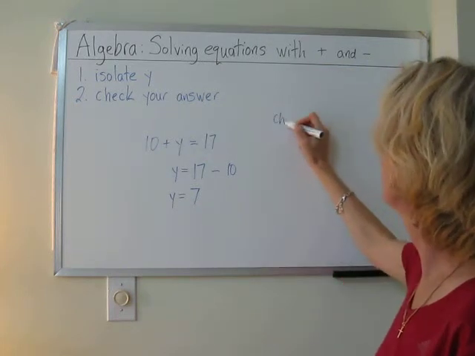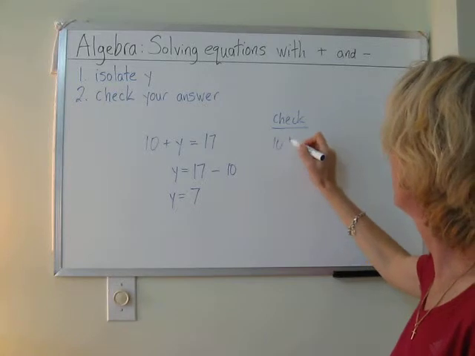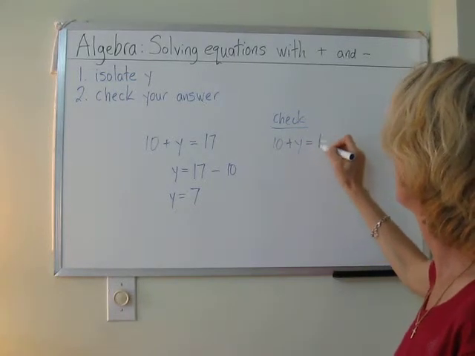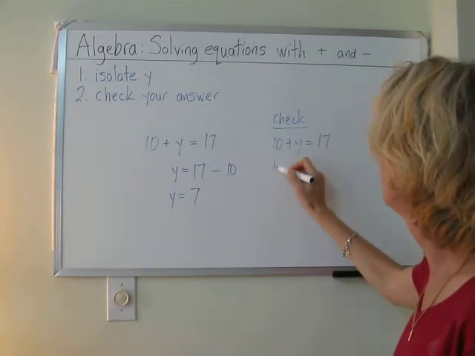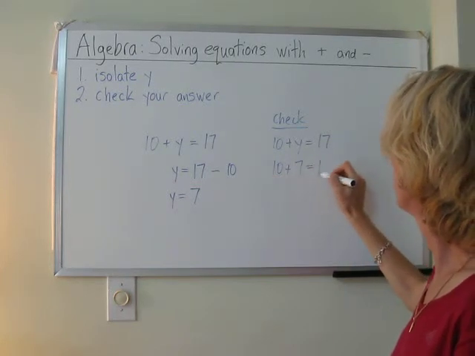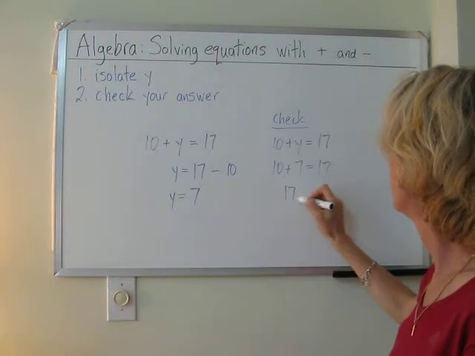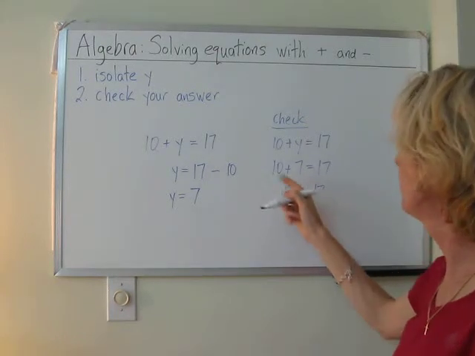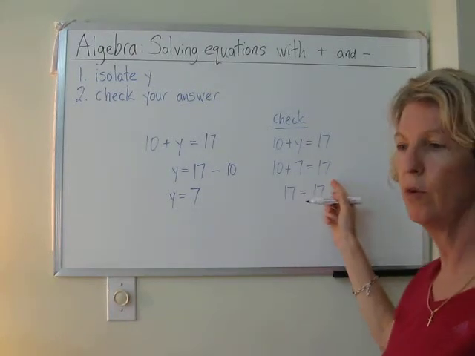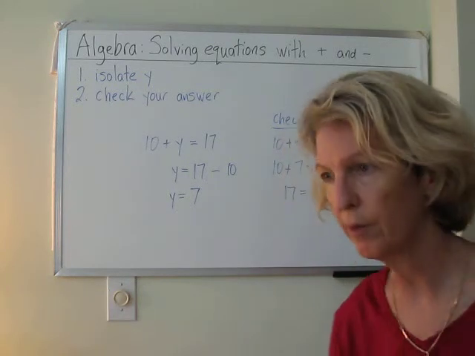And now we check our answer. And we've got 10 plus y equals 17. What did we get for y? 7. 10 plus 7? 17. And this is a true statement. We've got 17 on one side of the equal sign and 17 on the other. So we calculated the right answer.